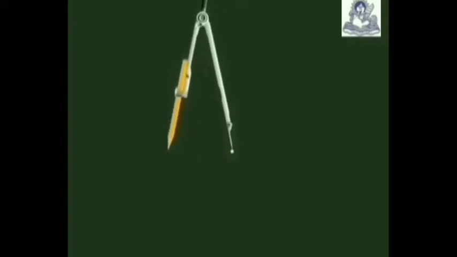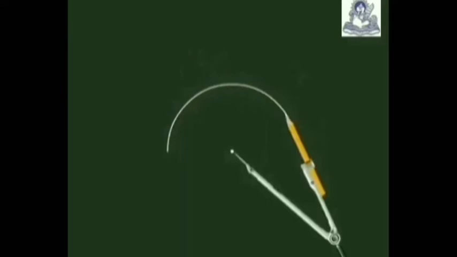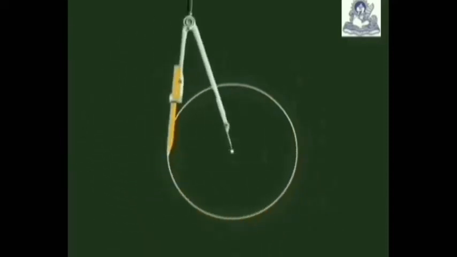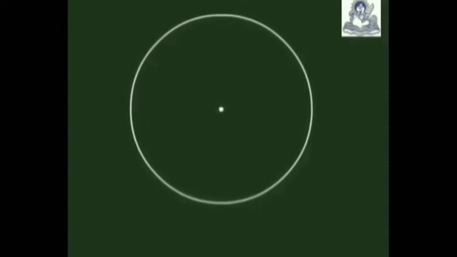Step 1. Keep the metal point of the compass firmly on the fixed point. Step 2. Stretch the arm of the compass that holds the pencil. Step 3. Move the pencil arm around, keeping the metal arm fixed. See here, children, we have drawn a circle.